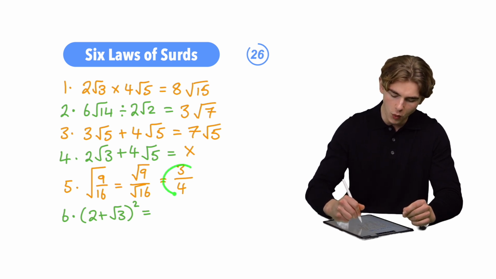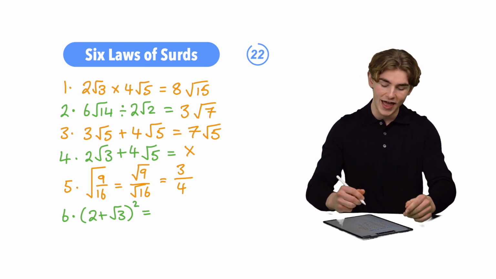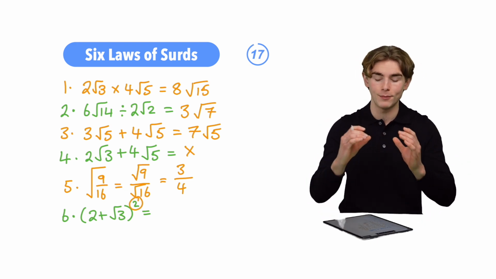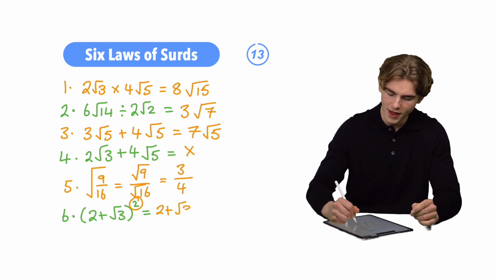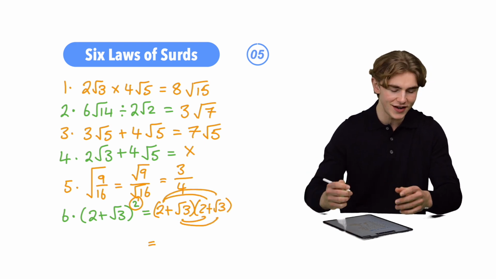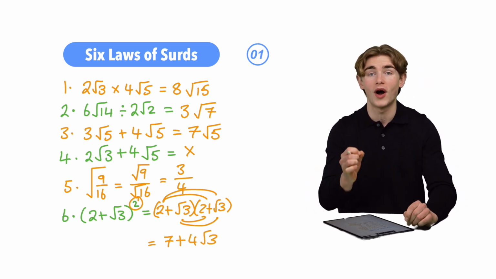And finally, what would we do if we have a surd in brackets added to a regular number and we square that? What we have to remember, guys, is to multiply the whole bracket by the whole bracket. So in this case, we're going to have 2 plus root 3 times 2 plus root 3. We're going to have to expand these double brackets using FOIL and then simplify our answer, which, guys, if we did, would give us 7 plus 4 root 3. See if you can prove why that is.